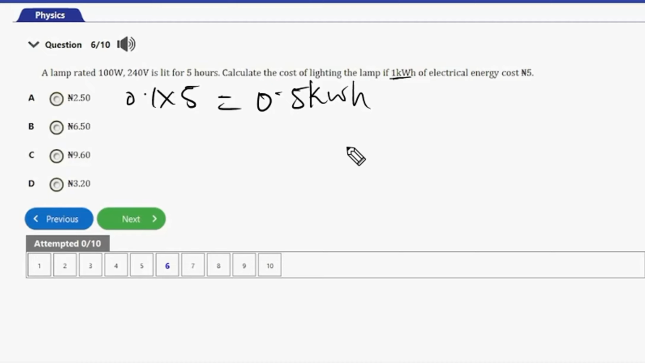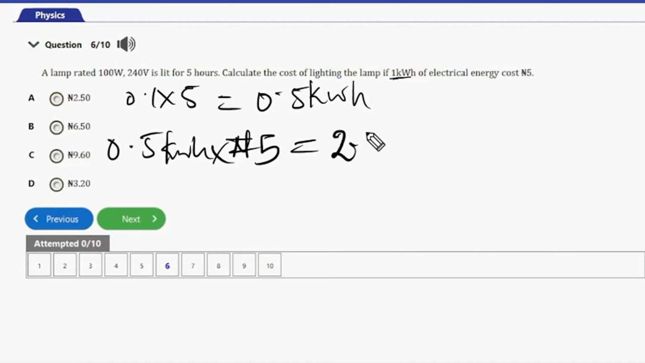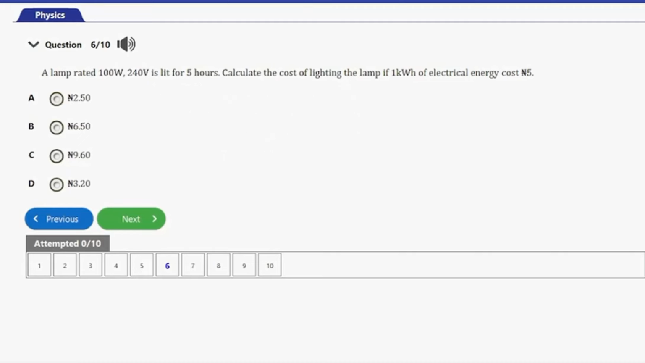So now that we have 0.5 kilowatt hour, we are going to check what will be the cost for the lighting. So since we have 0.5 kilowatt hour, we are going to multiply this by the cost, that's 5 naira, and we are going to have 2.5 naira, and that's the answer to this question. So let's go ahead and wipe this off, guys, and then let's consider the next question.